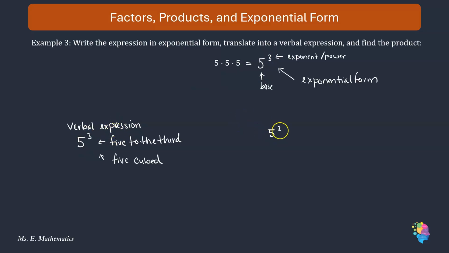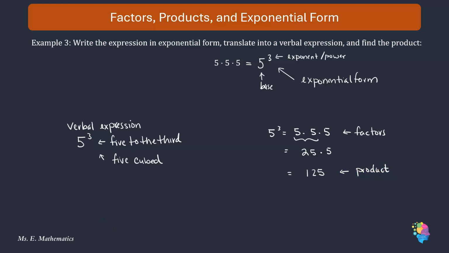Remember, this 5 to the third came from 5 times 5 times 5. These are the factors. Let's multiply them 2 at a time. 5 times 5 is 25. Don't forget, we still have another one. And then 25 times 5 is 125. So this will become the product.